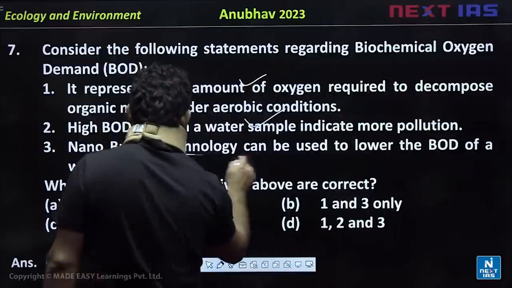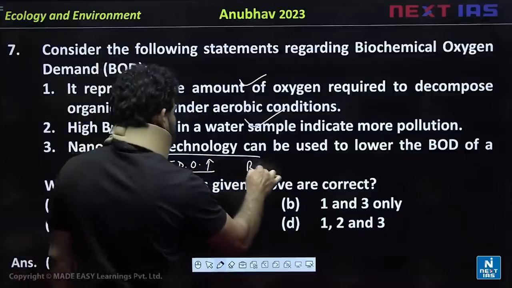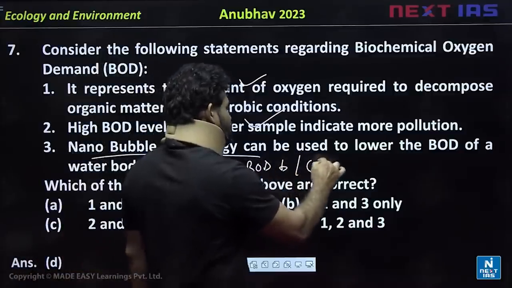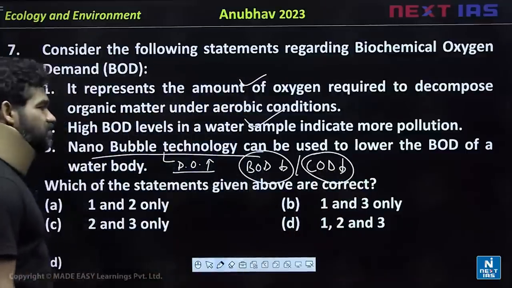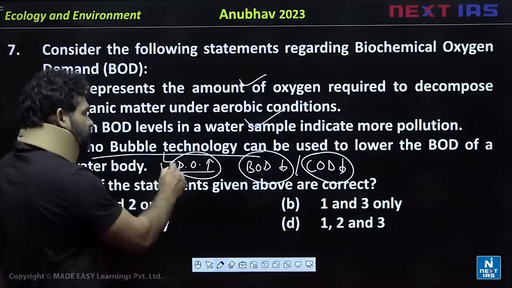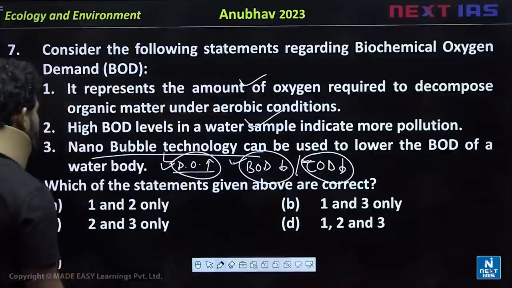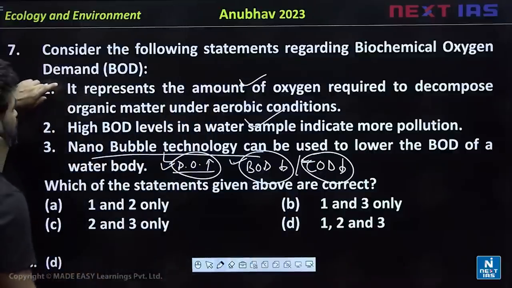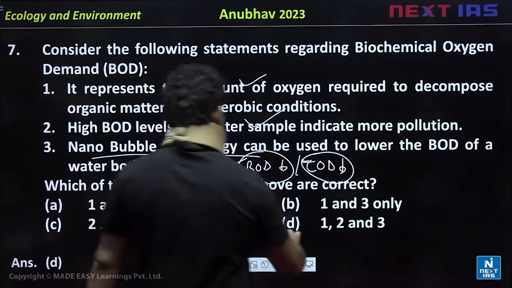So because of nano bubble technology, the dissolved oxygen level increases, BOD decreases, COD decreases. We already saw in the class chemical oxygen demand as well as biochemical oxygen demand. Dissolved oxygen level increases, BOD decreases, COD decreases. Yes, so statement 1 is correct, 2 is correct, 3 is also correct. The answer would be 1, 2 and 3.